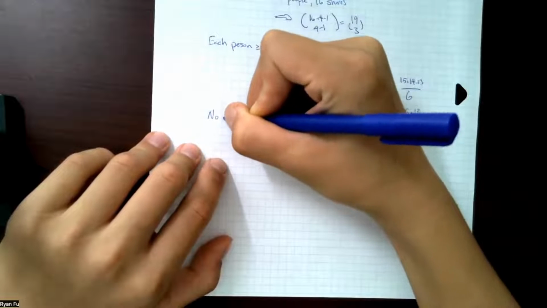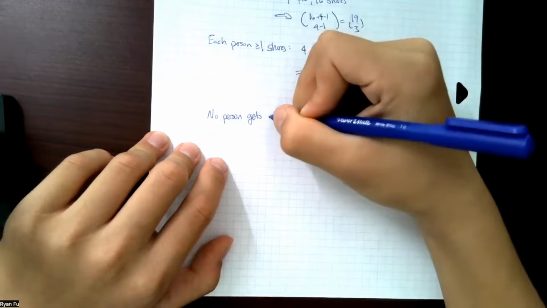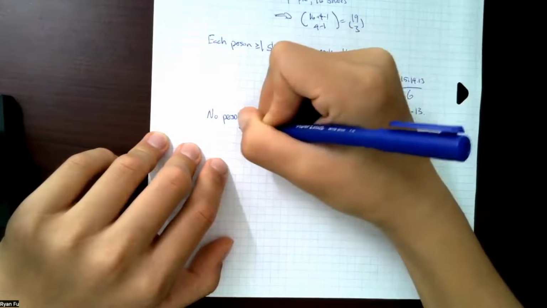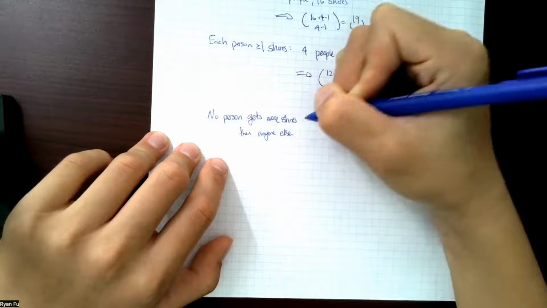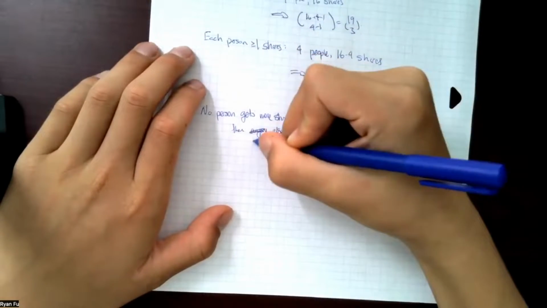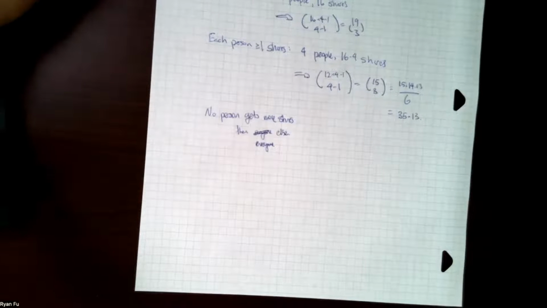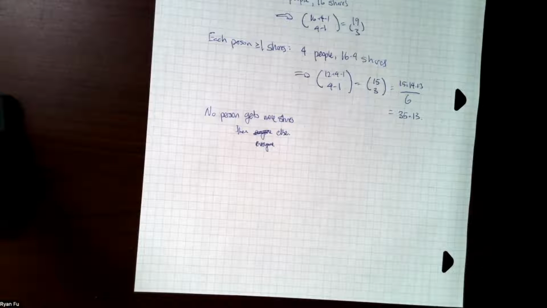no person gets more shares than everyone else. No, sorry, than everyone else, not anyone. So if no person gets more shares than everyone else, we see that we're going to give out 16 shares no matter what. So if one person has to get a majority of shares, then they're going to have to have greater than or equal to 9 shares.